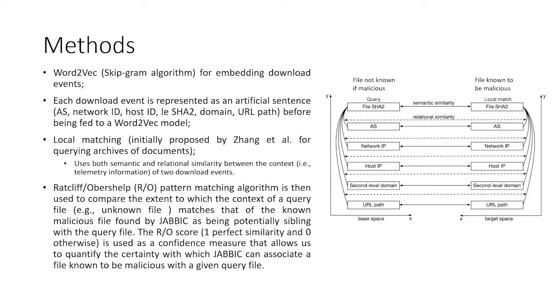This method uses both semantic and relational similarities to find files that are siblings by delivery infrastructure. Relational similarity is the correspondence between relations, in contrast with semantic similarity, which is a correspondence between attributes. When two words have a high degree of semantic similarity, then they are called synonyms. When two pairs of words have a high degree of relational similarity, we say that their relations are analogous.